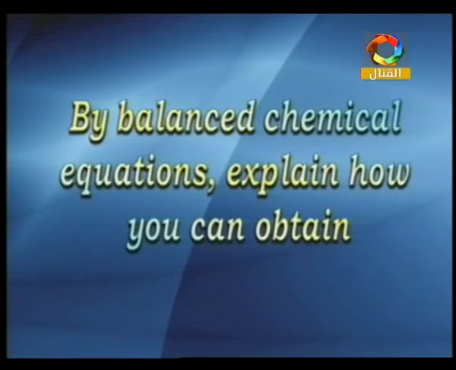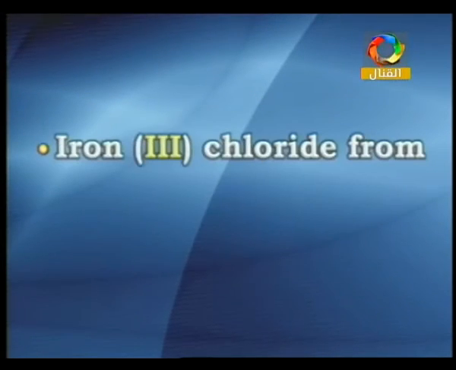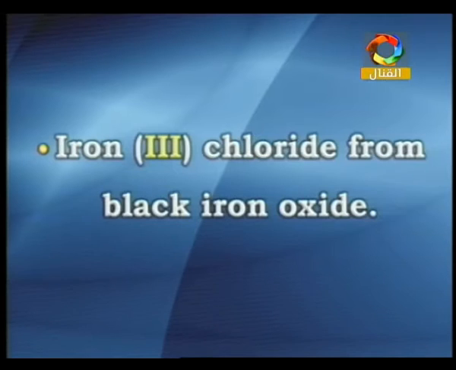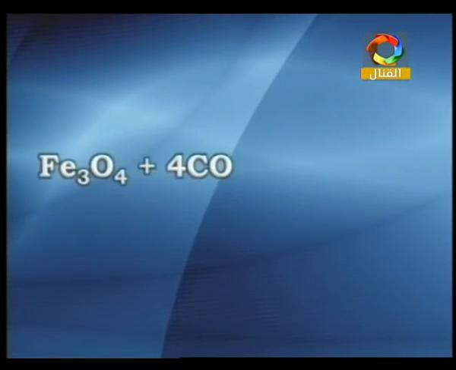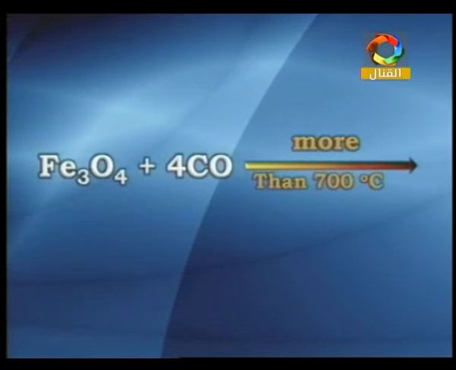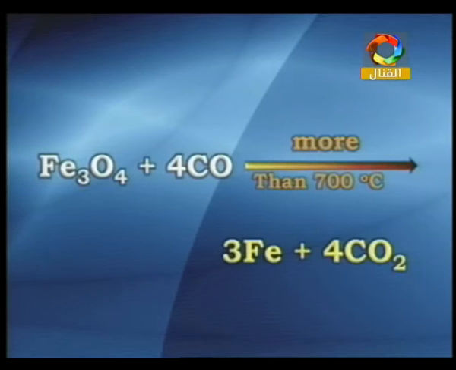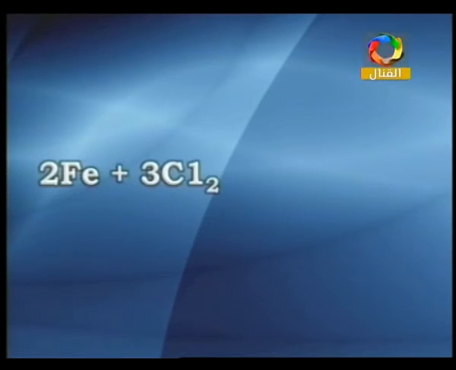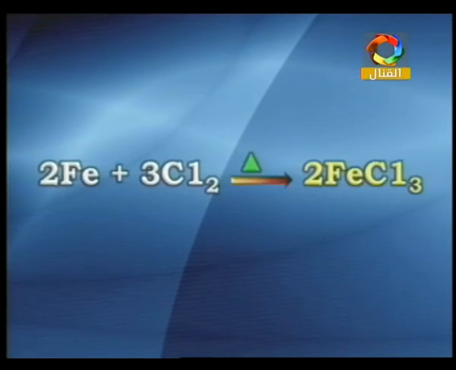Next type of question. By balanced chemical equation, explain how can you obtain iron 3 chloride from black iron oxide. Here, as the equation proceeds on the screen, Fe3O4 plus 4CO at more than 700 degrees gives 3Fe plus 4CO2. Then Fe plus 3Cl2 by heat gives FeCl3.